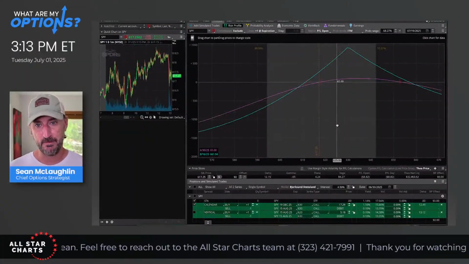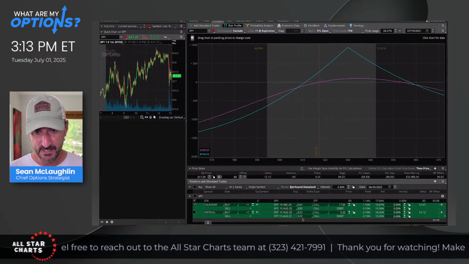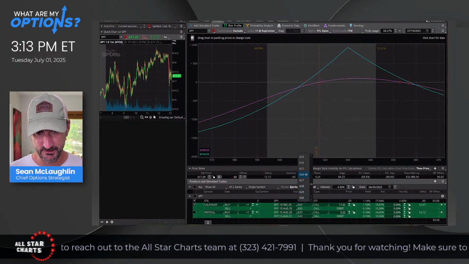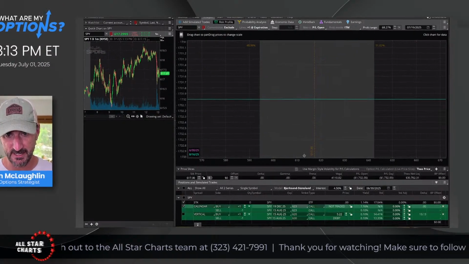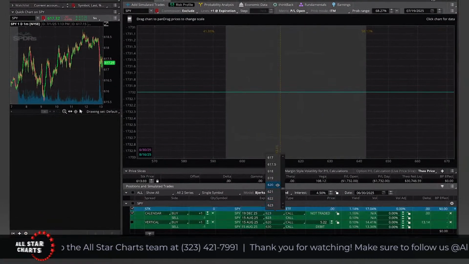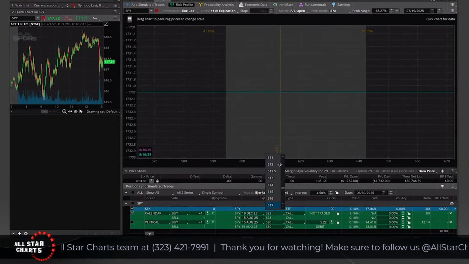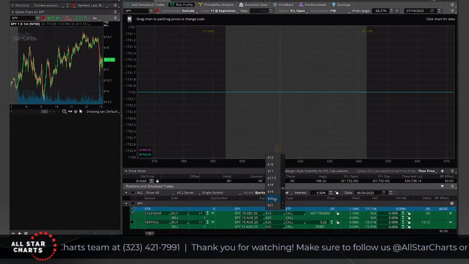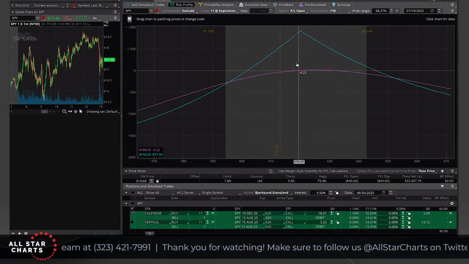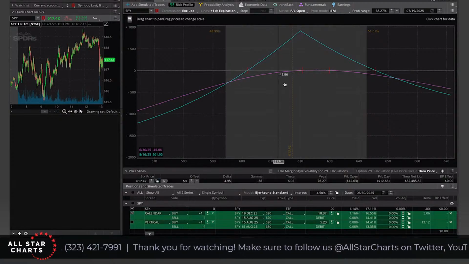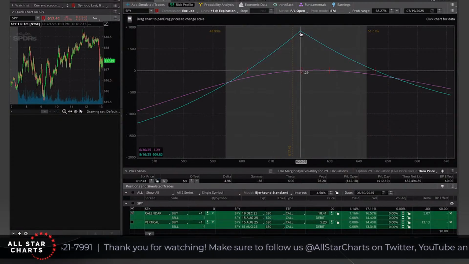Both can be bullish bets. Some people will put calendar spreads on as a neutral bet, right? If I change these strikes to 620, which is right around where the market is right now, let's just do 620. Here's where the market is right now, so we're basically at the center of the structure.